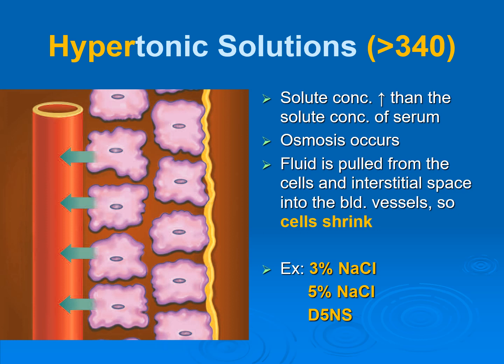So hypertonic solutions, it's a solution whose concentration is greater than the absolute concentration of serum. This is where osmosis occurs. If you don't remember osmosis, take time to go back to your patho. Fluid is pulled from the cells and interstitial tissue into the blood vessels, so cells shrink down. So this could be 3% saline, 5% saline, 3 and 5% saline, or dangerous salines that you really want to be careful with. And then D5NS.